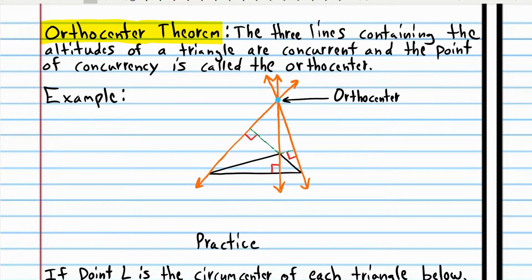The last theorem is the Orthocenter Theorem, and that's based on altitudes, or lines containing altitudes. In the Orthocenter Theorem, there's only two things you have to know. Number one, the lines containing the altitudes are concurrent, and the point of concurrency is called the orthocenter. So that's all you have to know for that one.